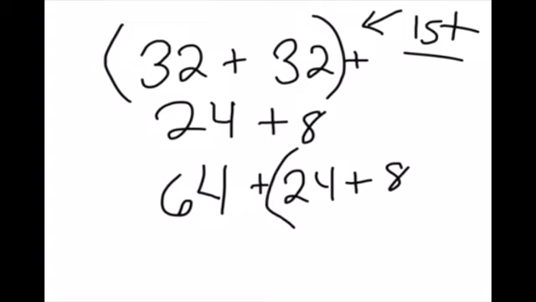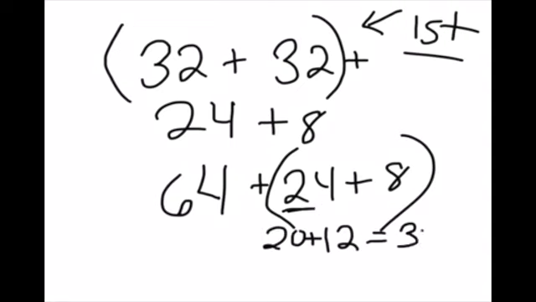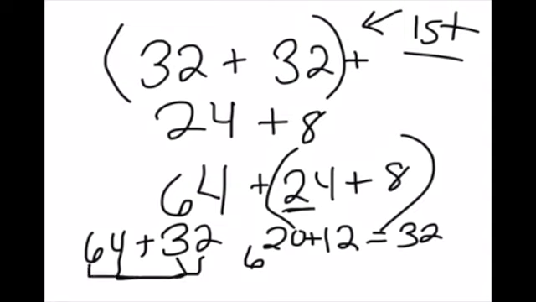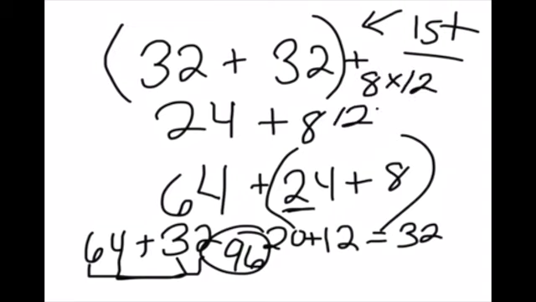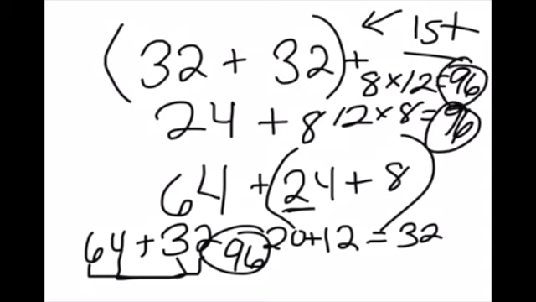Now let me figure out, let's do 24 plus 8 first. So we know 4 plus 8 is 12, plus here's a 20. So that's 32. So 64 plus 32 is our final problem. 4 plus 2 is 6. 60 plus 30 is what? 90. Oh my goodness. So you should have gotten 8 times 12 or 12 times 8 is 96. Nice work.